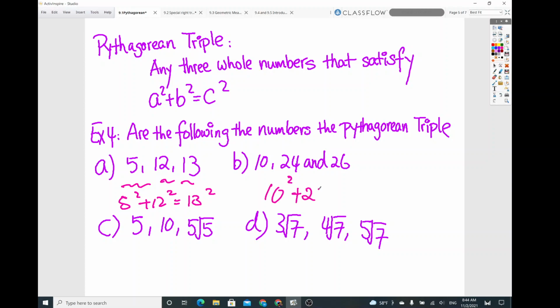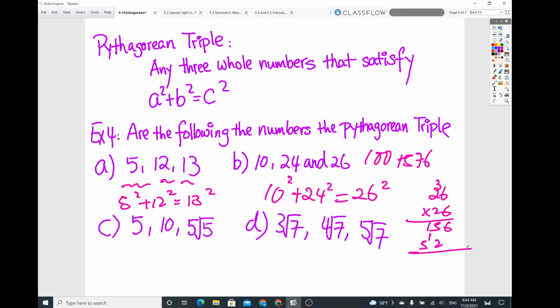So 10 squared plus 24 squared is going to be the same as 26 squared. So 24 squared is 576, and then 26 times 26 is 676. Exactly the same thing. It is a Pythagorean triple.